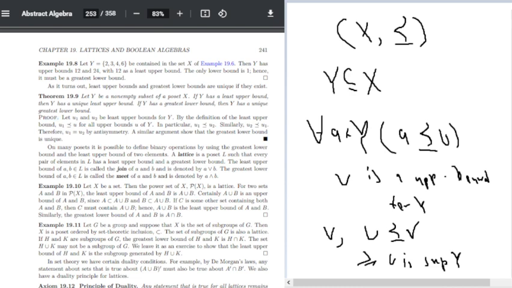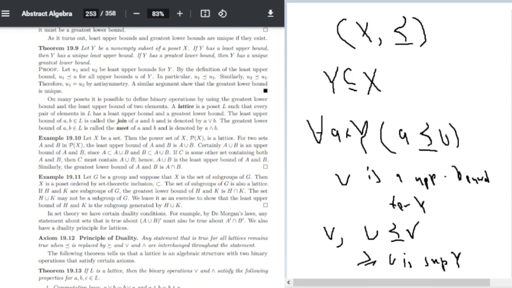Proof. Let u1 and u2 be least upper bounds for Y. By the definition of the least upper bound, u1 is less than or equal to u for all upper bounds u of Y. So in particular, u1 is less than or equal to u2. Similarly, we have u2 is less than or equal to u1 by the same logic, and therefore by anti-symmetry we have u1 is equal to u2. A similar argument can show that the greatest lower bound is unique.